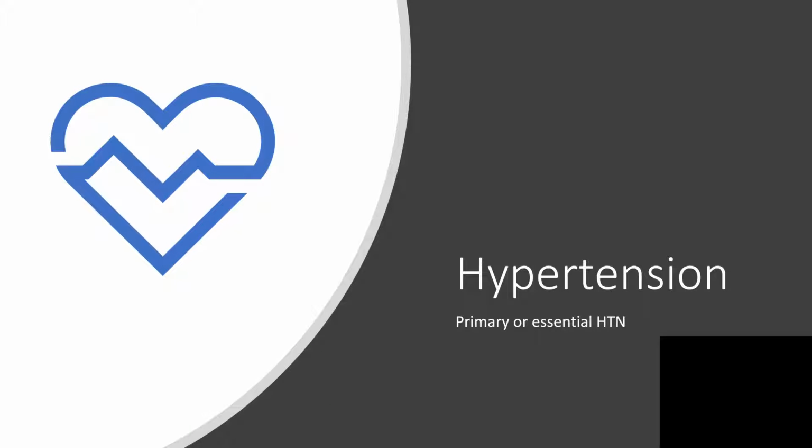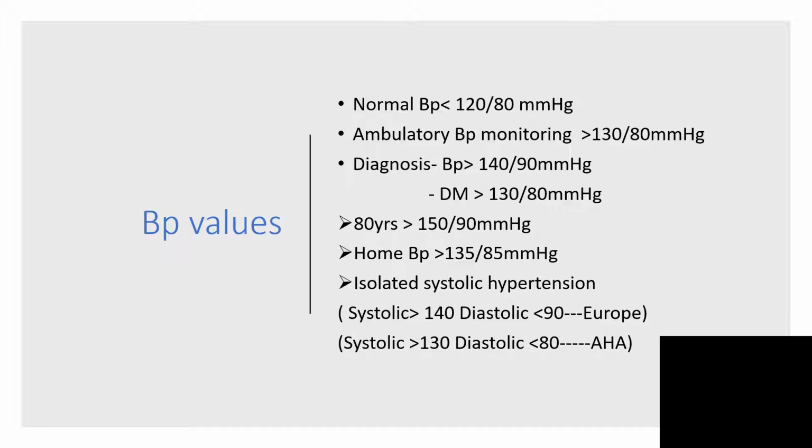Now, on essential hypertension or primary hypertension, which is the commonest, we have to discuss right now what would be expected of us and what it is all about. The normal blood pressure is a value less than 120 millimeters of mercury systolic over 80 millimeters of mercury diastolic.